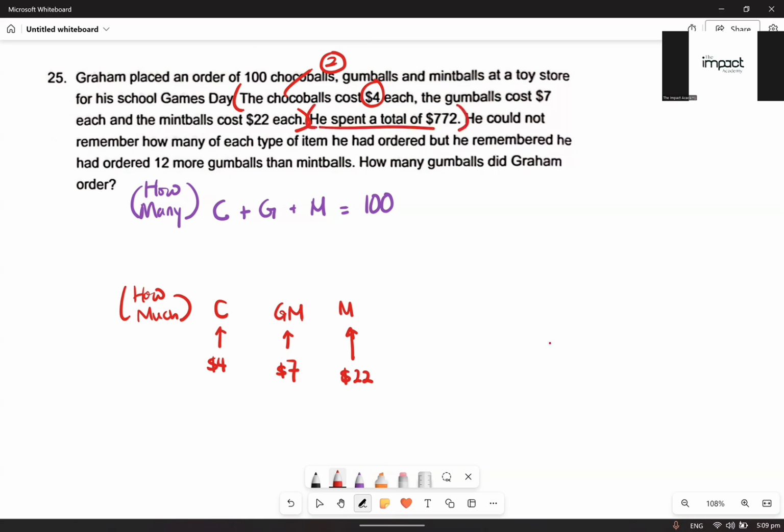So we know that he spent a total of how much? $772. Agree or disagree? Yes. Okay, but Graham cannot remember things. He said, I could not remember how many I bought. I just went to the other person and said, hey, I want 100 chocolate balls, you mix it for me. But he remembered that he ordered 12 more gumballs than mint balls.